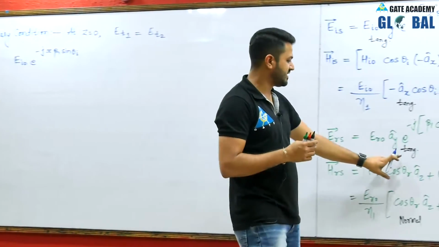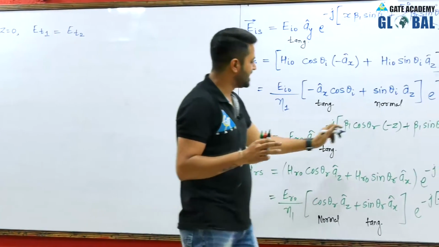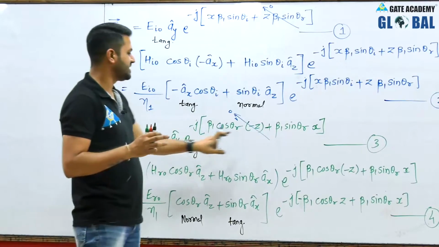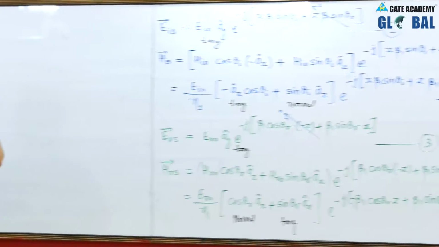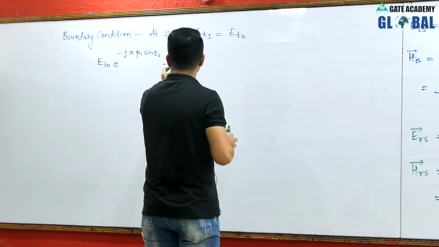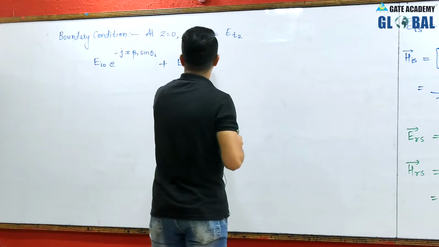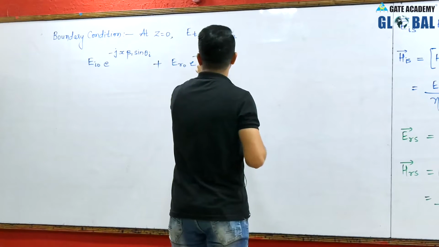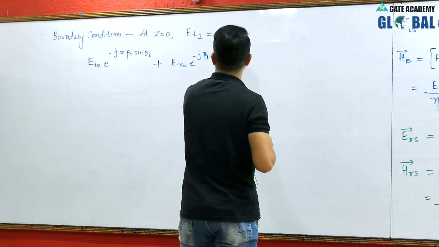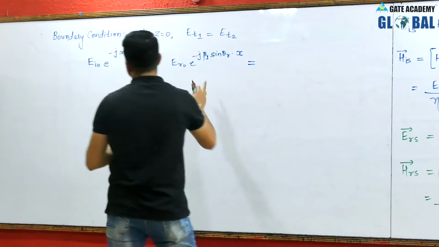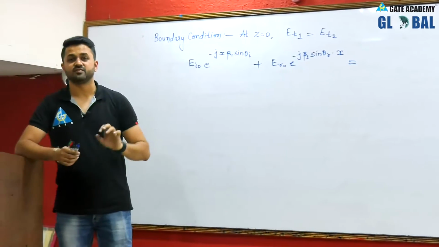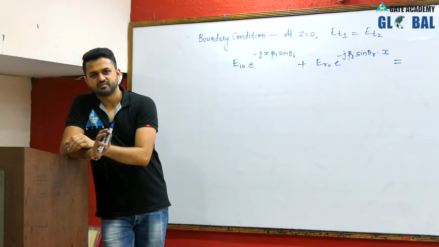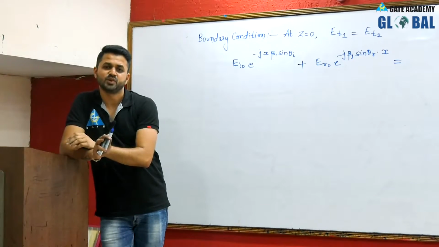So the reflected wave is having tangential component only. So at z equal to 0 means this term will vanish, and Er0 e to the power minus j beta 1 sin theta r into x. So that is plus Er0 e to the power minus j beta 1 sin theta r into x equal to, this is the total electric field in medium 1, those are tangential. Okay. So those are tangential we have written. Now we have to write the tangential component of medium 2.